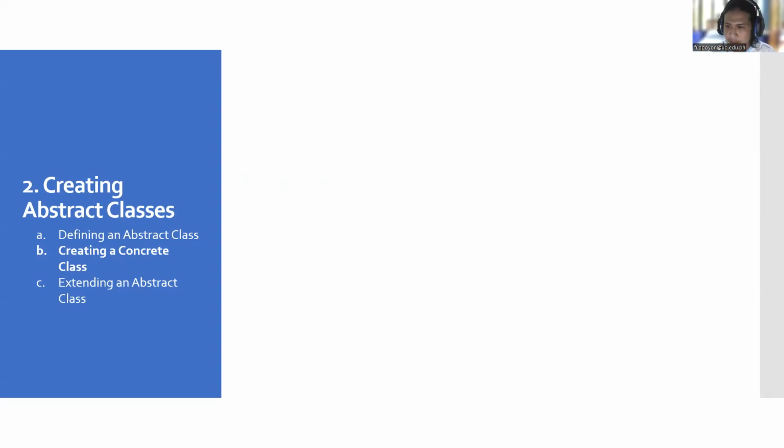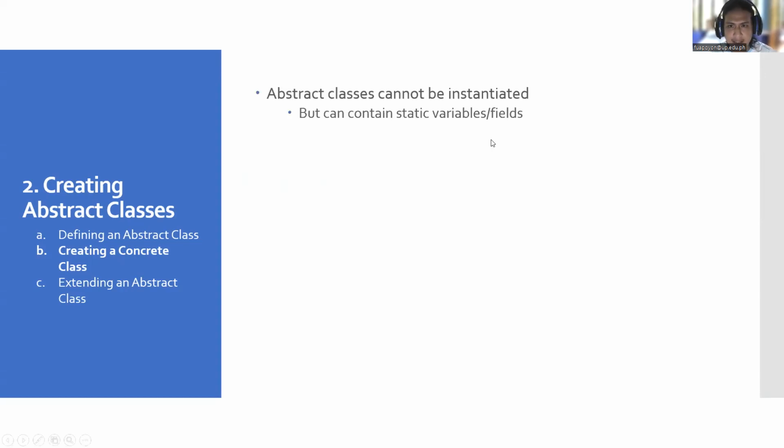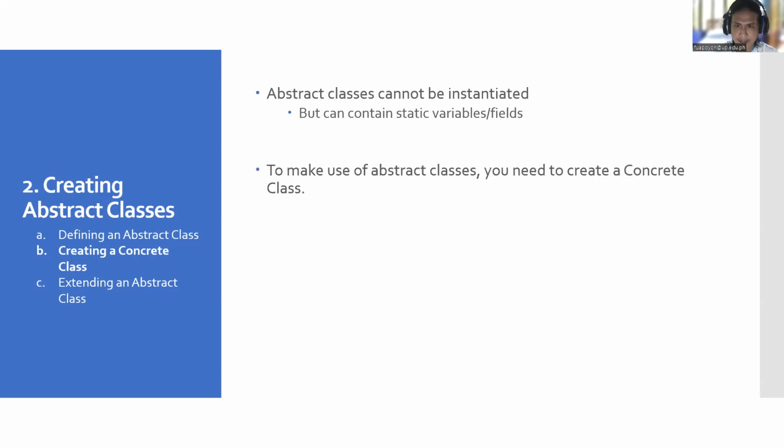Okay, creating your concrete classes. So what is a concrete class? Again, abstract classes cannot be instantiated, but can contain static variables and fields. So you can access your static fields if you have abstract classes, because your static fields do not require an instance of the class. So even if you can't instantiate an abstract class, you can still have static variables with it. But to make use of your abstract class, you need to create a concrete class.